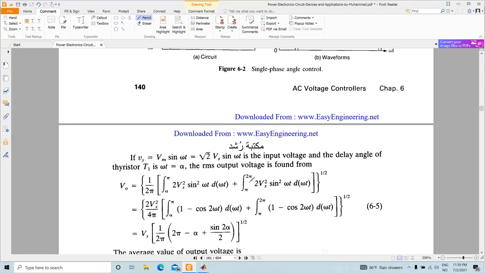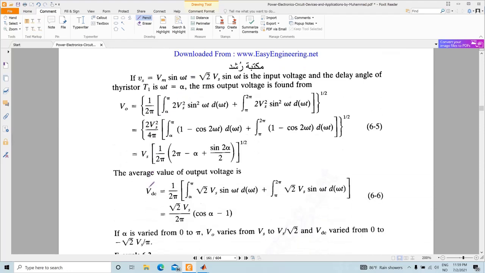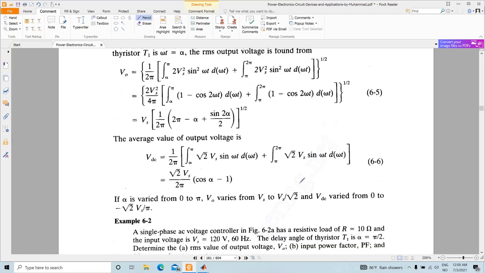So if you integrate it, you calculate the value of the RMS output voltage, and for the average value of the output voltage, it is the equation for the average, which is 1/2 pi, and then you integrate it from alpha to pi, √2 Vs sine omega t, plus integrate it from pi to twice pi, √2 Vs sine omega t.